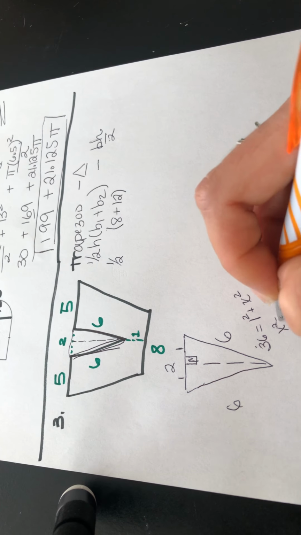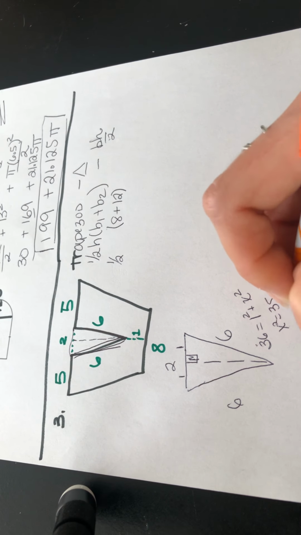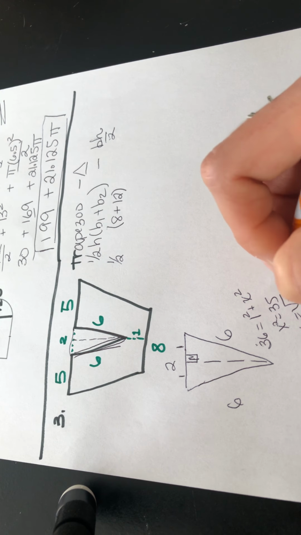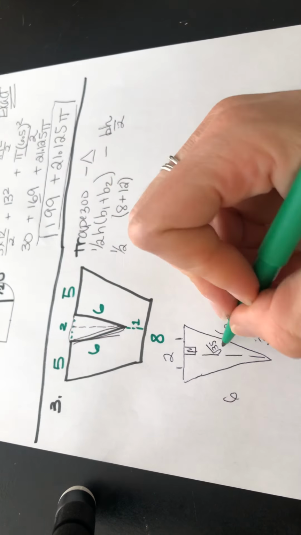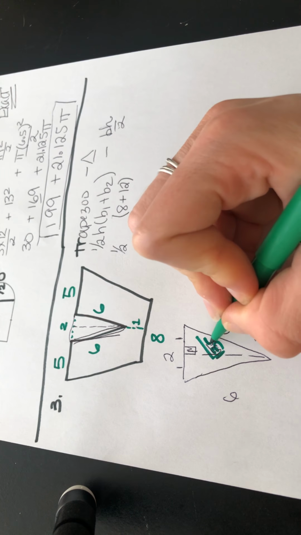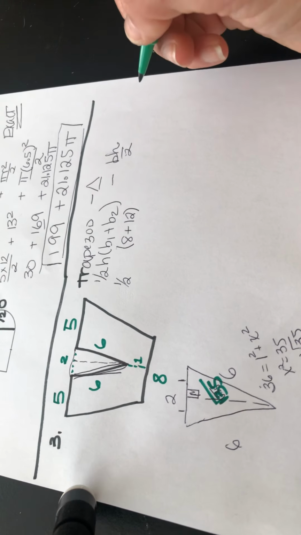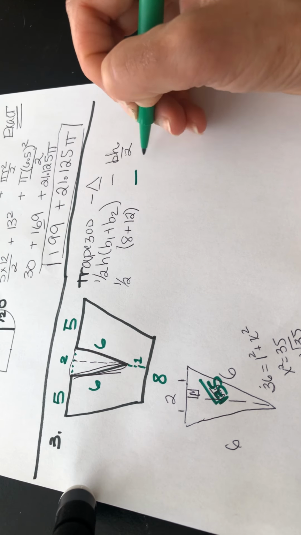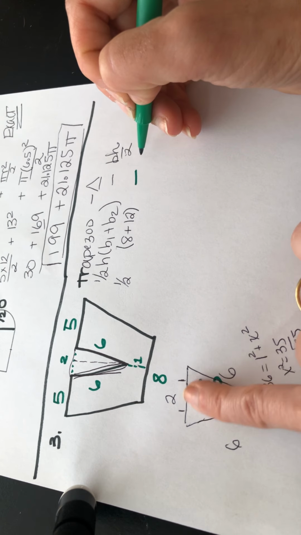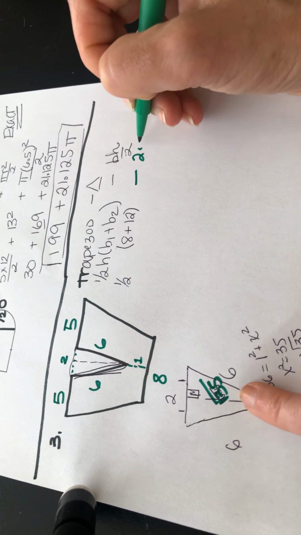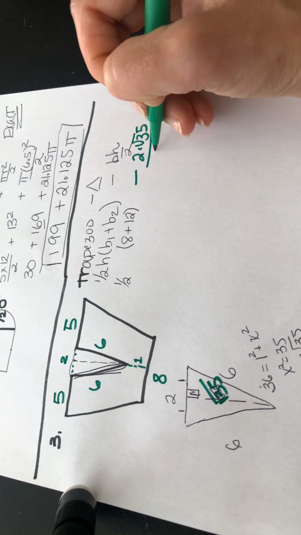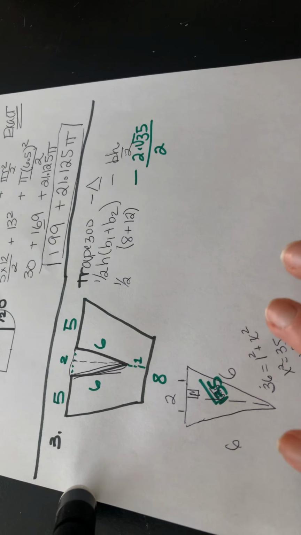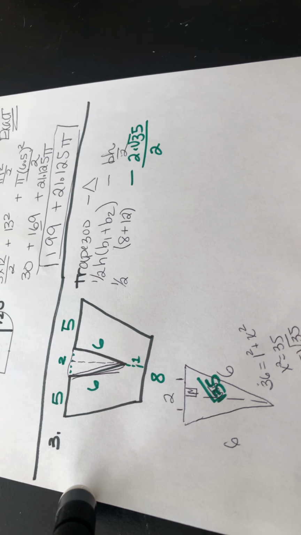So the height of this triangle, I'm just going to put it in a different color because it's important, is the square root of 35. While I'm there, I'm just going to put that in my problem. The base of the triangle was 2. The height of the triangle was radical 35. And you want to divide it by 2. Base times height over 2. Now this was rad 35, but that's not the height of the trapezoid. You want to add 1 to it.